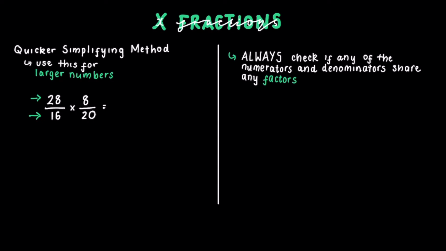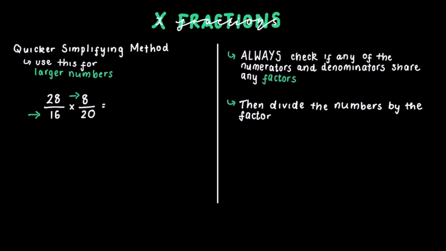So for this example, instantly we can see that 8 and 16 share factors, if that makes sense. A number can go into both 8 and 16. So you always want to aim for the largest number that can go into both of these numbers. And it could be 2, it could be 4, but the largest number that can go into 8 and 16 is 8.